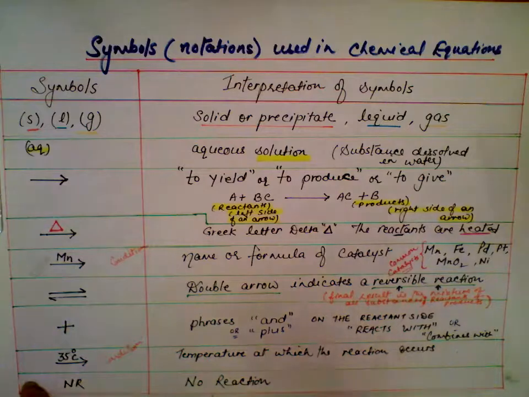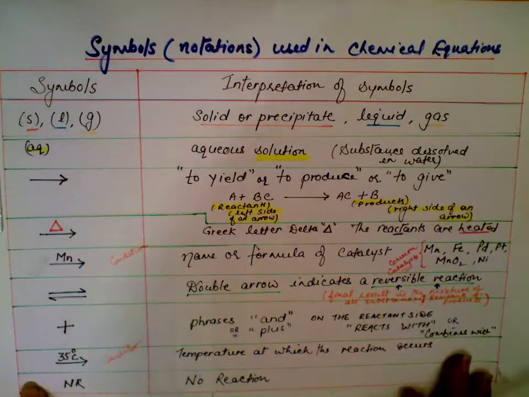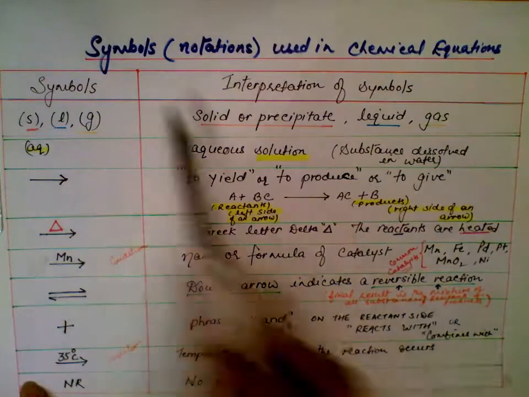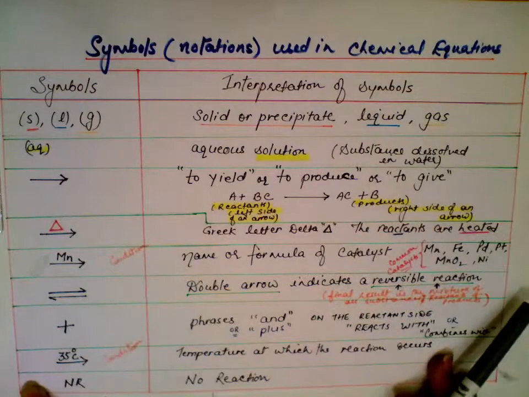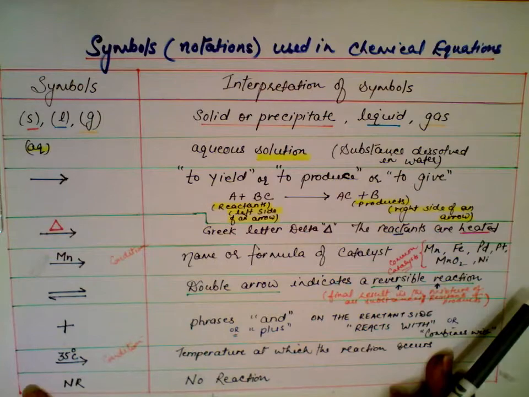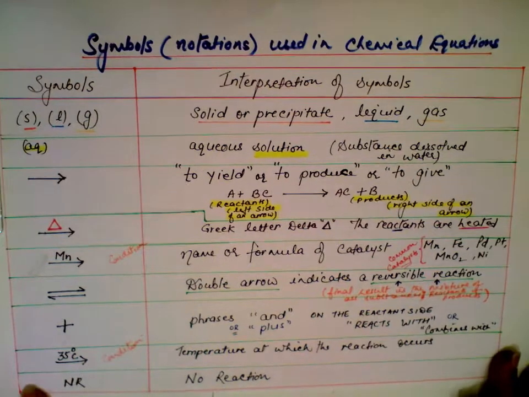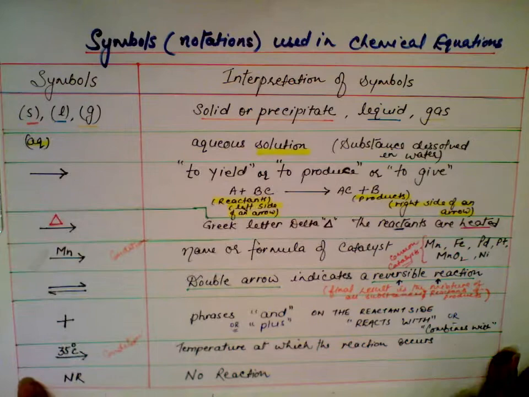So this is the video on formula equations and word equations. We use symbols when we write chemical equations. So what do those symbols mean? What are those symbols, what are the reaction conditions, and how do we use them? This is actually a chart that summarizes all of them.